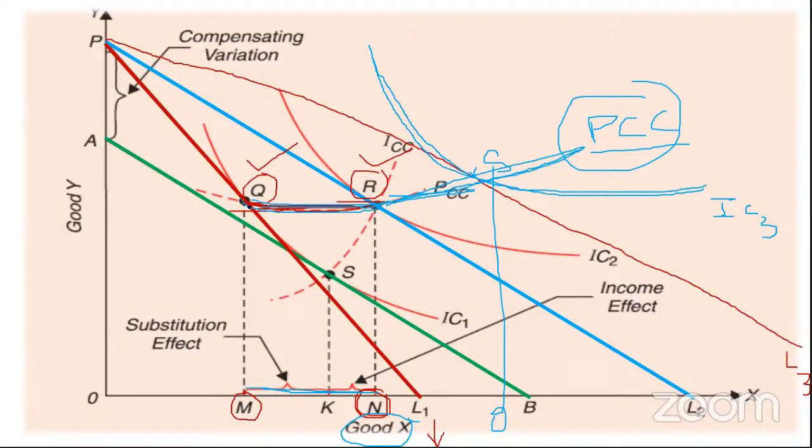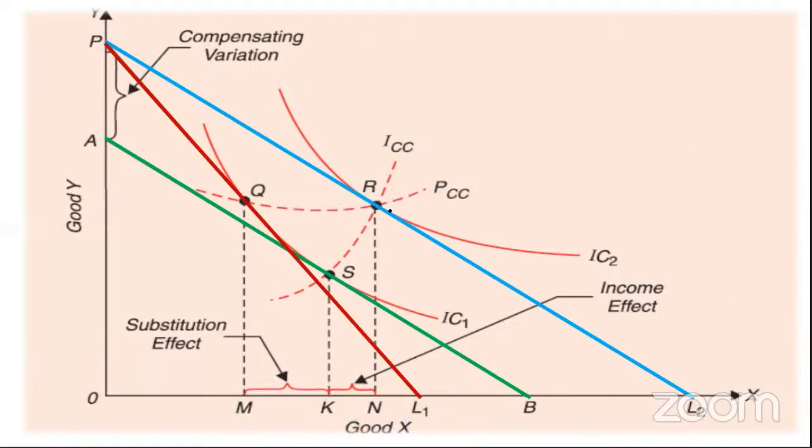What about the substitution? How much substitution will be done? How much income effect will be done? We are dividing: M to K is there, K to N is there. What is the income effect? What is the substitution effect? Remember, this entire distance M to N is because of the price effect. This price effect is decomposed into the income effect and substitution effect based upon the compensating variation method.